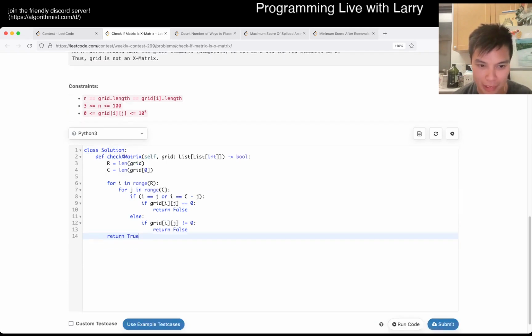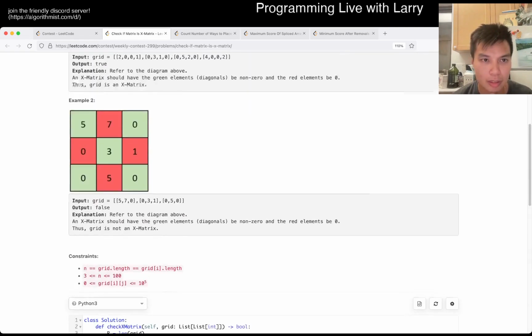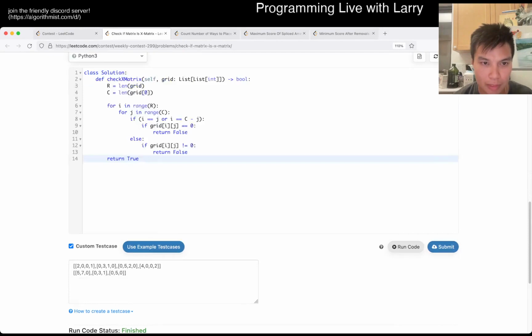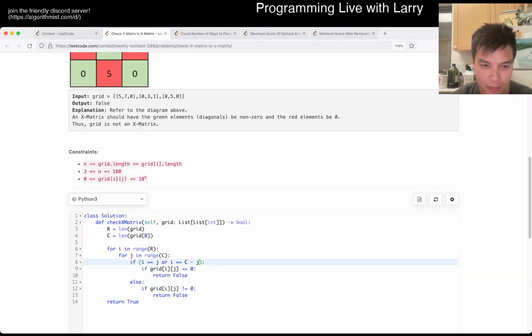I'm not confident about submitting this though, honestly. True, false. And I'm kind of unsure about the minus one, I think.